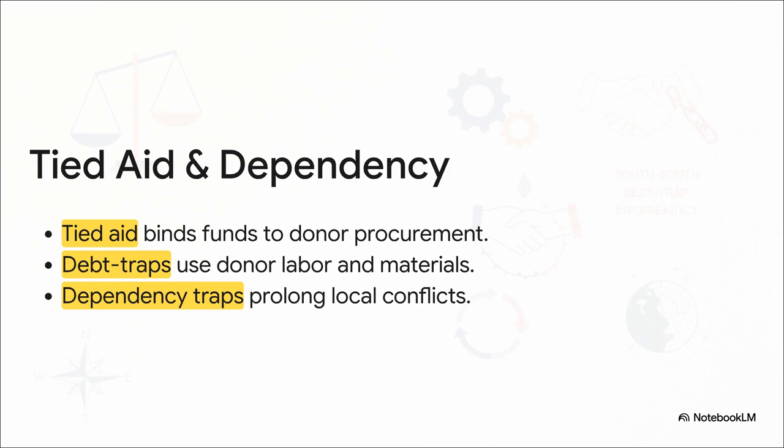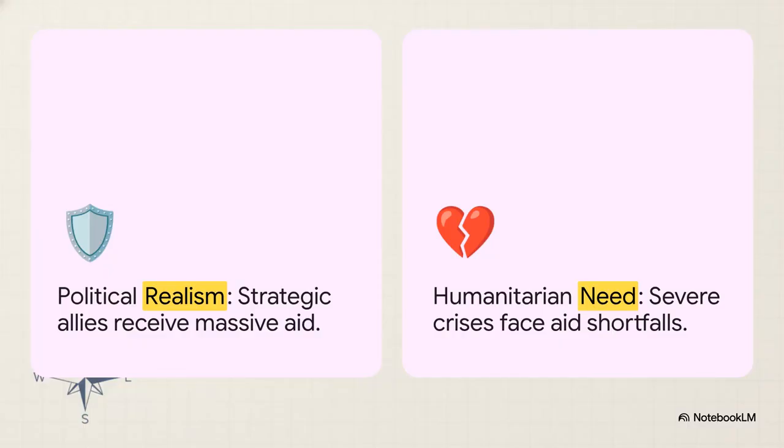Critics call this debt trap diplomacy, and it often leads to opaque contracting and elite capture. Right, and then there's the dependency trap. Ethically, aid should aim to make itself obsolete, right? But look at Somalia. Local militias routinely intercept relief meant for displaced persons just to build their own power. It actually sustains the fighting and creates a vicious, endless cycle of dependency. All of this shows that political realism often ruthlessly overrides pure humanitarian need.